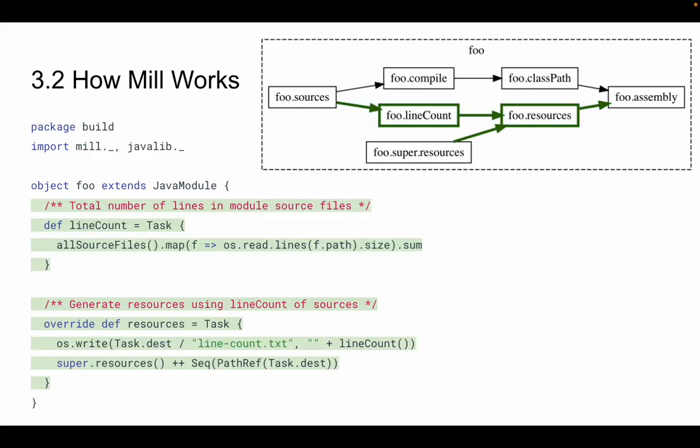So when I start adding methods and overriding things, like I add line count, which calls all source files, and I add override resources, which calls line count, I'm changing the call graph in this way. But because I'm using normal methods to do it, you already know how this works, right? You already know that when I override resources, assembly will call the overridden version. That's how override works in Java 101. You already know how super works here. It's calling the previous resources before I override it.